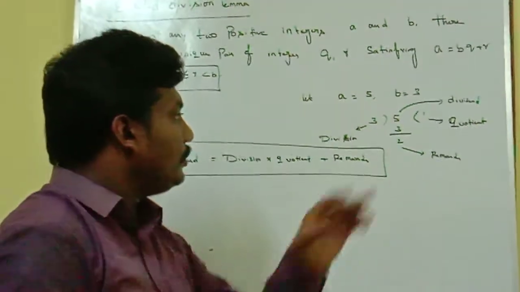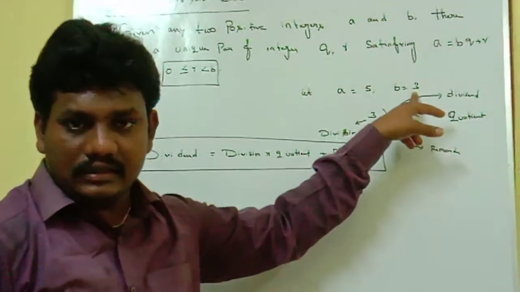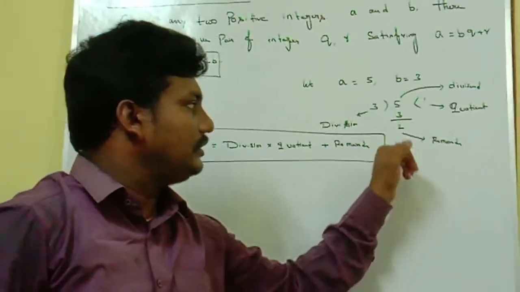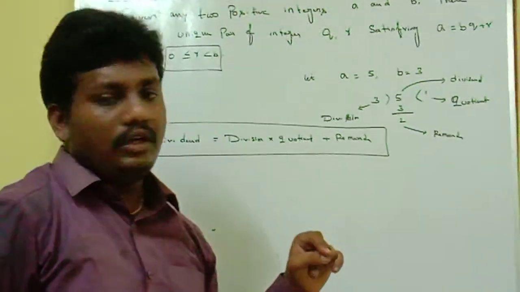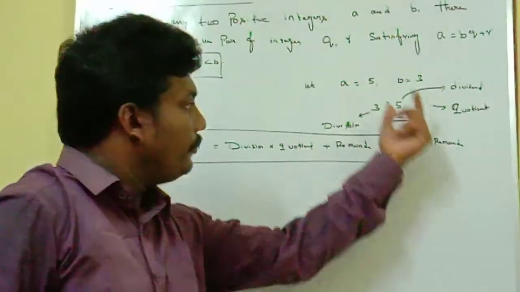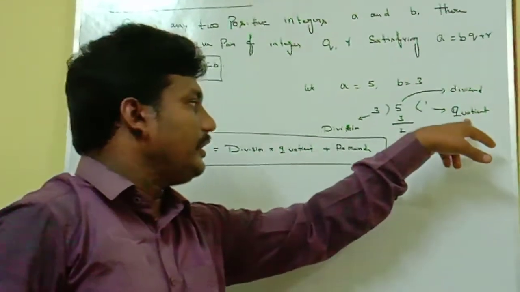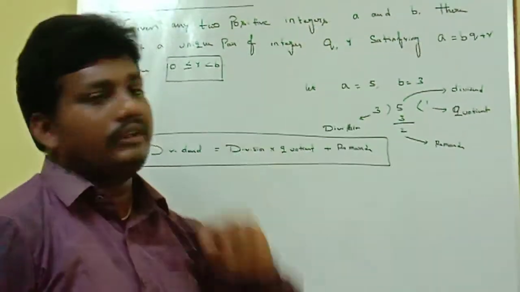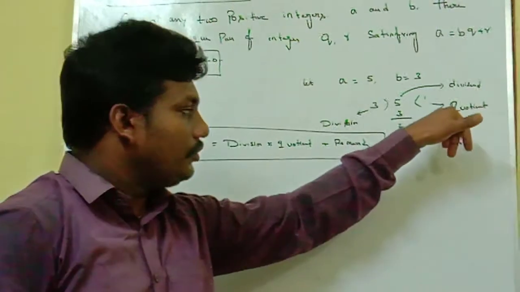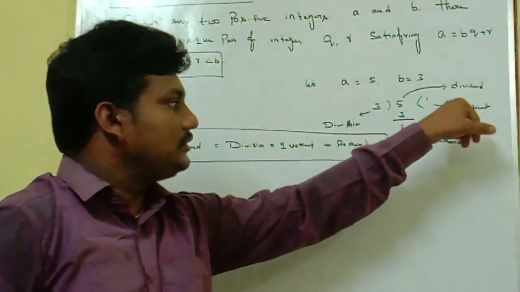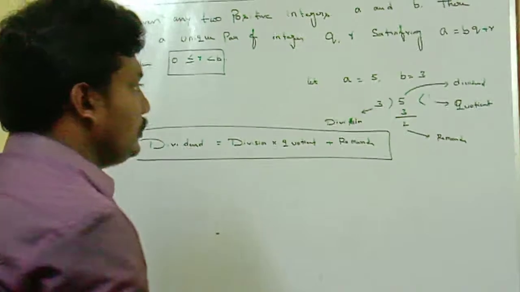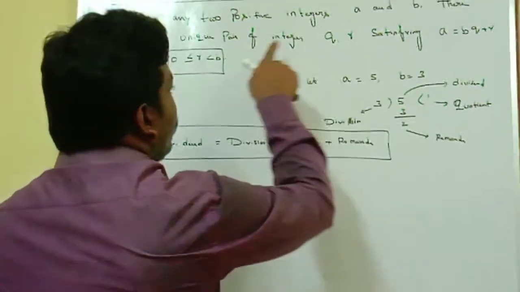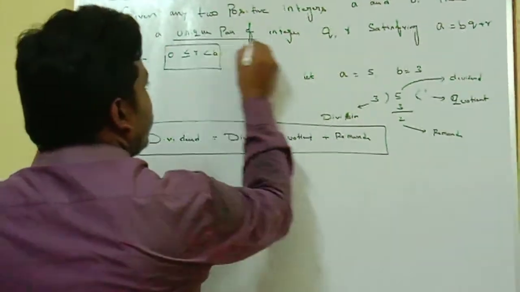If you take any two numbers as positive integers, then we get two more integers, which are the quotient and remainder. If you take another two numbers, we get another pair of integers, quotient and remainder. So for every two positive integers, we can get a unique pair of integers.